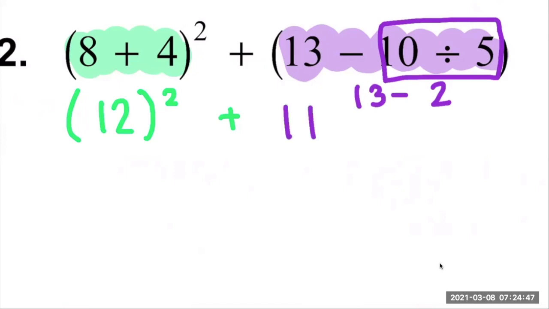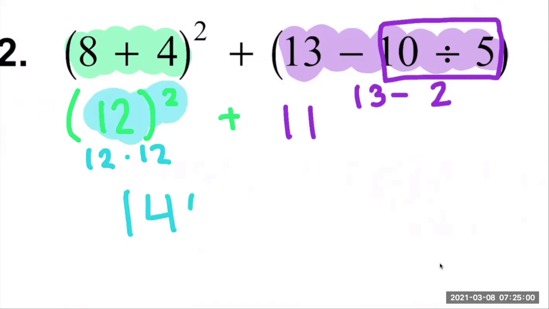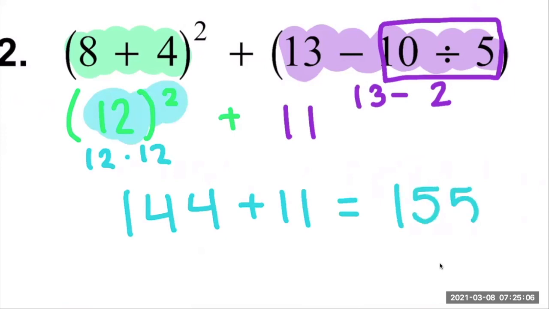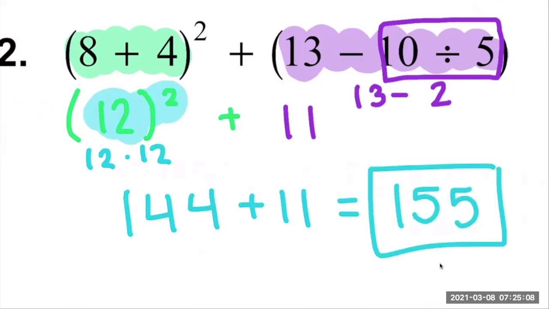Now I can start working with my exponents. I have to take care of my 12 squared. Remember, this is the same thing as 12 times 12, which gives me 144, plus 11, and that gives me 155. And there you have it.